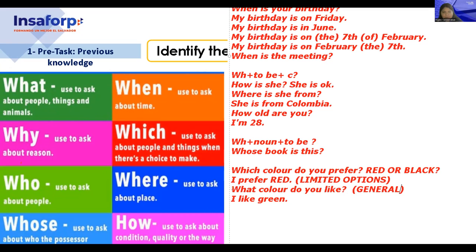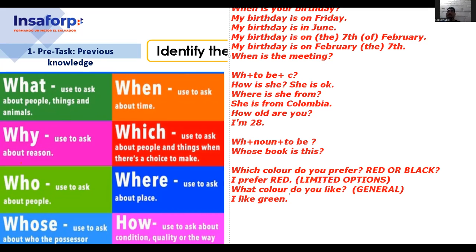Porque si nosotros leemos esta pregunta, dice, ¿cuál color? Which color do you like? ¿Cuál color te gusta? Entonces which lo vamos a usar para preguntas cerradas, digamos, que solo tengan las opciones que nos muestran. Y what para preguntas abiertas. Las dos son preguntas abiertas, solamente que con which me limitan las opciones. ¿Cuál color prefieres o cuál falda prefieres? ¿Esta o esta? Solo hay dos. Entonces tenemos limitadas nuestras posibilidades.